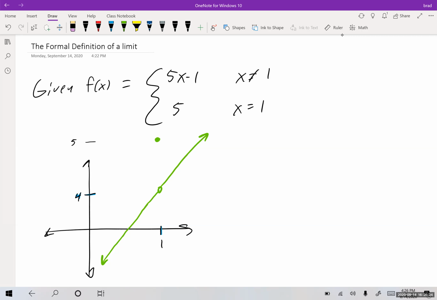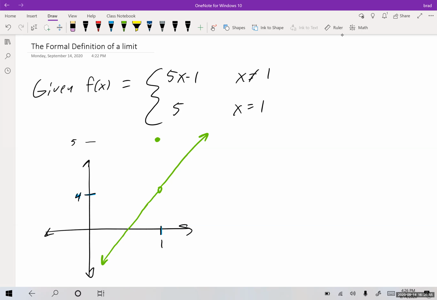So, suppose we're given some f of x, and we're going to say that this f of x equals 5x minus 1 when x is not equal to 1, and it's equal to 5 when x is equal to 1. So we're dealing with a piecewise function, okay? So we want to find out how close can we get to 1, okay, to make sure that we're within a certain value of 4, okay?